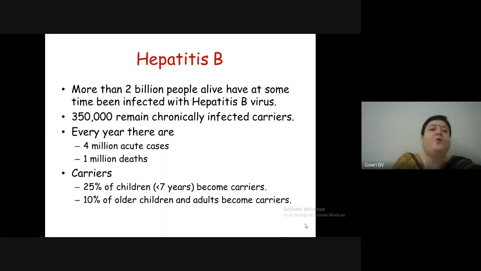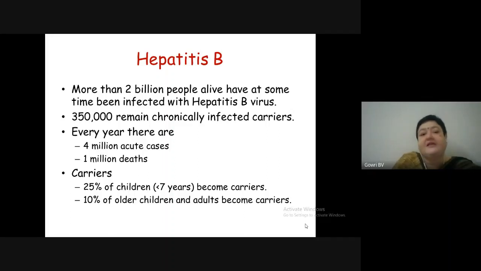Carriers are those individuals who harbor the organism without any ill effect by the organism. So their only function is to transfer the infection. Every year, there are 4 million acute cases and 1 million deaths because of hepatitis B. And of the carriers, 25% are children less than 7 years, and around 10% of older children and adults become carriers. So the ratio of carriers is higher in children. There are 25% of children below 7 years of age who always remain as carriers.